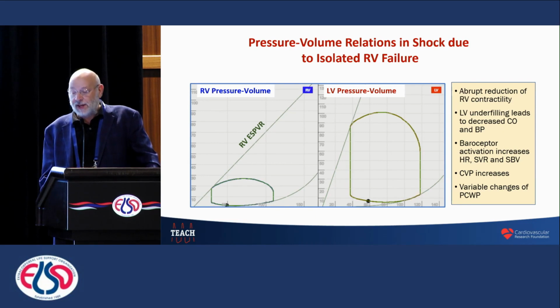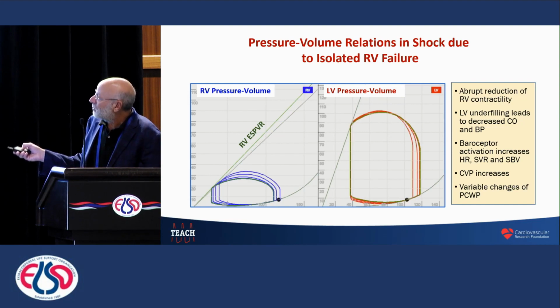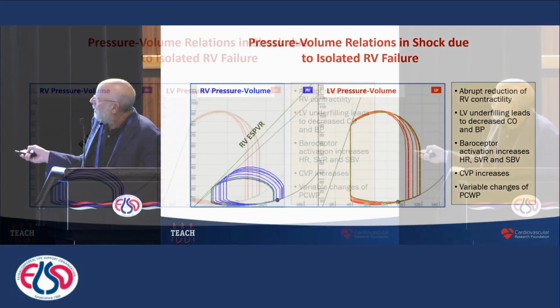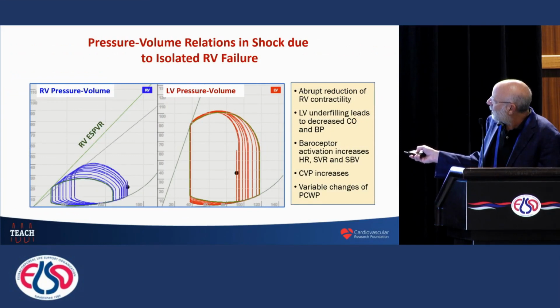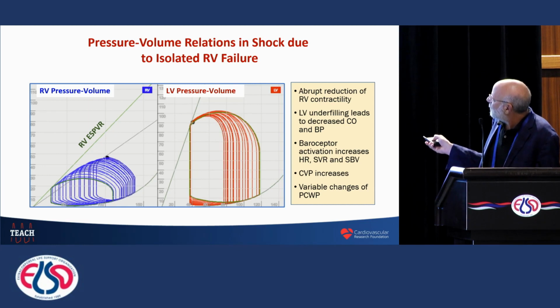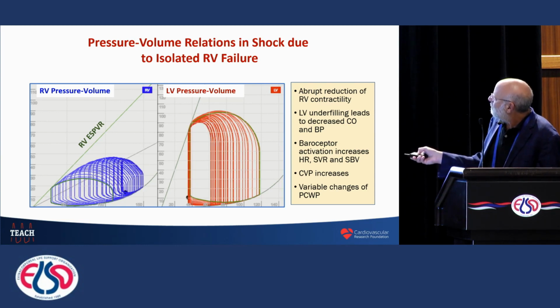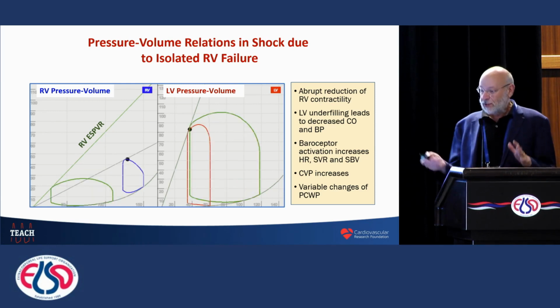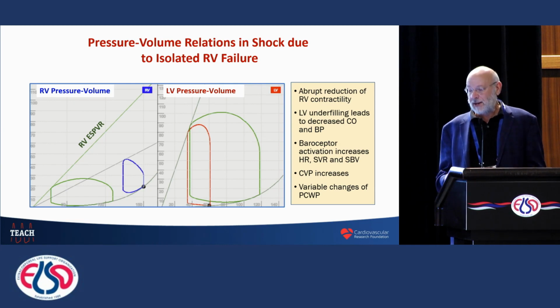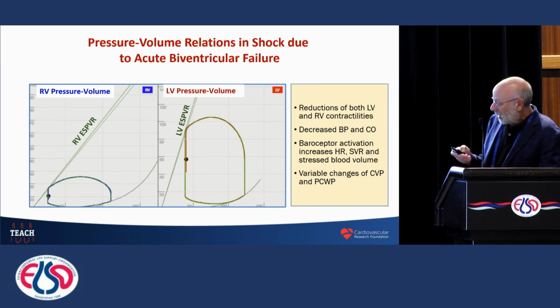This is now the pathophysiology of isolated right heart failure, where you have a primary reduction in RV contractility, and that results in underfilling of the LV, so the end diastolic pressure and wedge pressure go down. That is what results in the reduction in the cardiac output and blood pressure, but you have the same activation of the baroreceptors with heart rate, SVR, and stress blood volume, but in this case, the CVP goes up and the wedge pressure may go down. So that's isolated left, isolated right, but in reality, there's usually a mix of biventricular involvement.